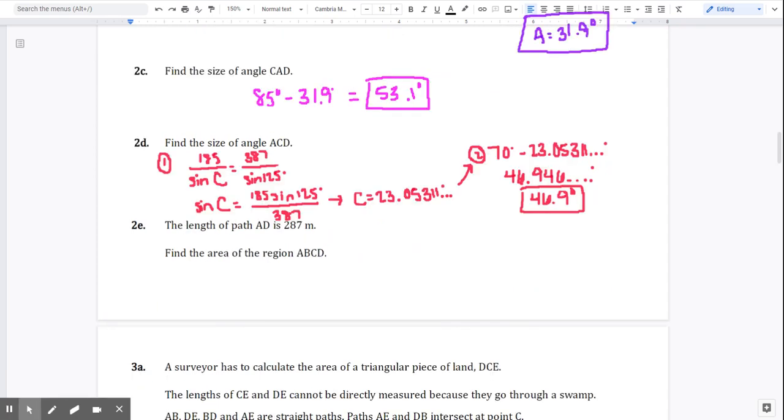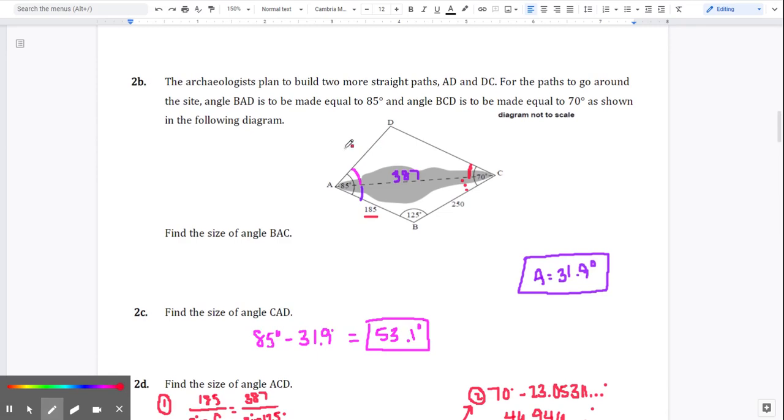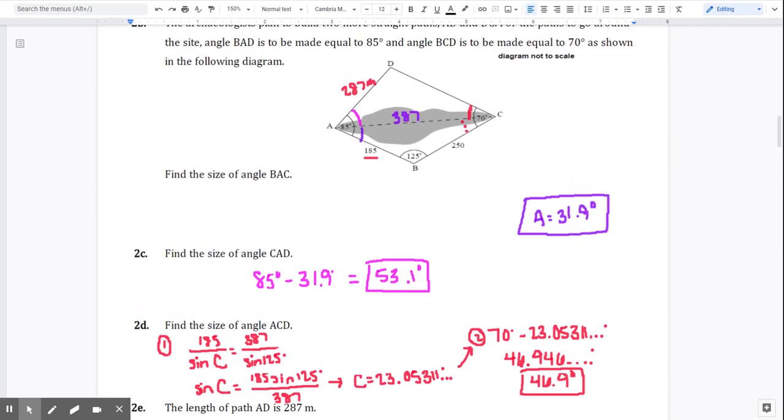All right, and finally in part E, they're telling us that the length of path AD is 287. So we now know this length is 287. And we're asked to find the area of region ABCD, so the whole plot. We have plenty of information now to find the area of triangle ABC. And now that they gave us that piece, we have a side-angle-side triangle in ACD in this top triangle, because we had already found this pink angle A, and we have the two sides that surround it. So it's going to be two parts: finding the area of ABC and then finding the area of ACD and adding them together.